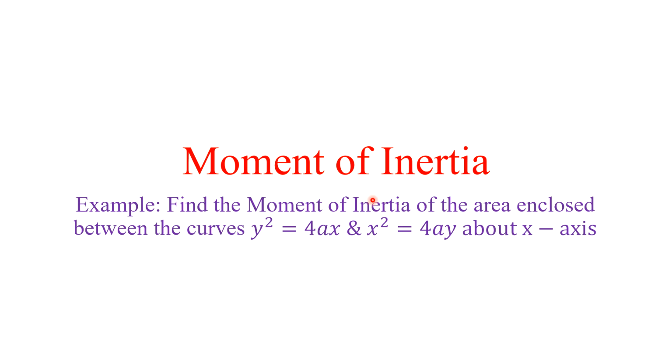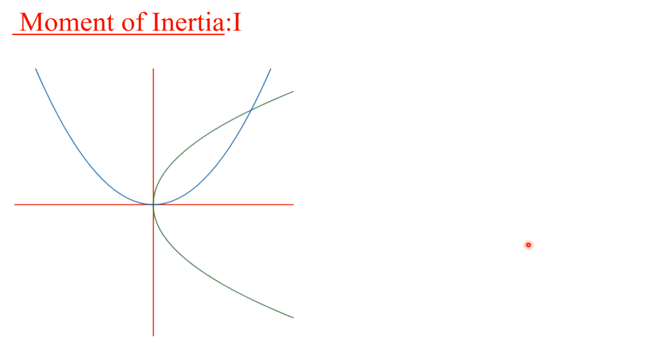Hello students, in this video we will solve one example of moment of inertia for an area enclosed between curves y square is equal to 4ax and x square is equal to 4ay about x-axis. So here, these are our two curves. This green is y square is equal to 4ax and the blue is x square is equal to 4ay. So our region is this shaded region. We have to find moment of inertia of this region about x-axis.